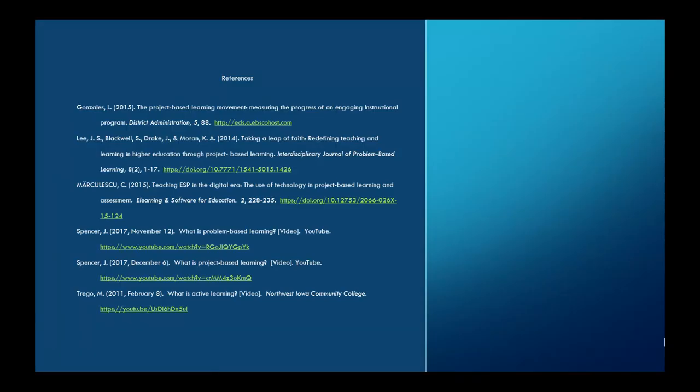Right. So the similarity, in conclusion, is that both project-based and problem-based learning get the students to learn, use higher order thinking, collaborate, use computers to synthesize, and present. Here's the reference. Thank you.